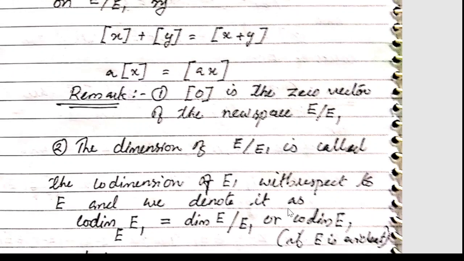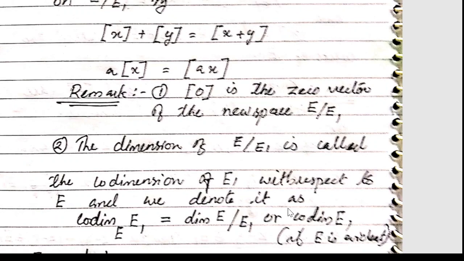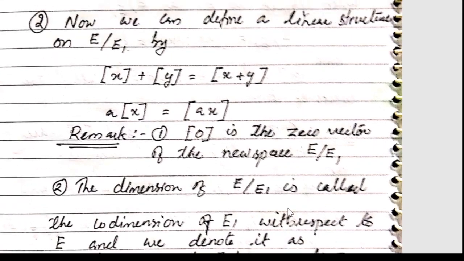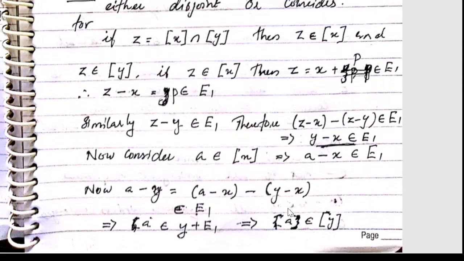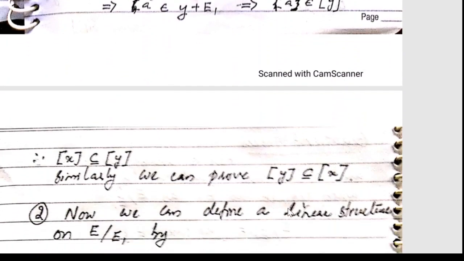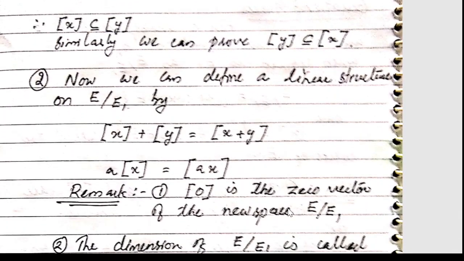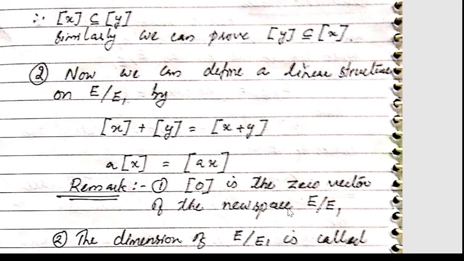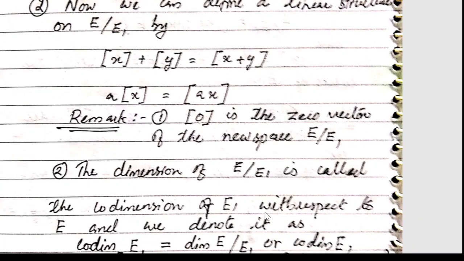We have defined E by E1 in that way, so we will call this a quotient space. The dimension of this quotient space E by E1 is called the codimension of E1 with respect to E, and we denote it as codimension of E1 with respect to E, or we say the dimension of E by E1, or codimension of E1 if E is evident.